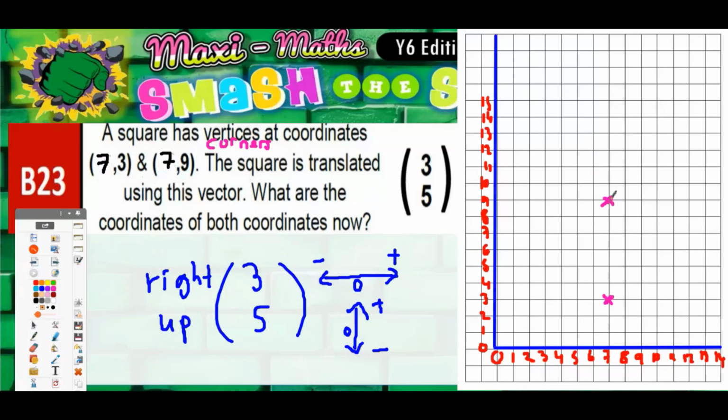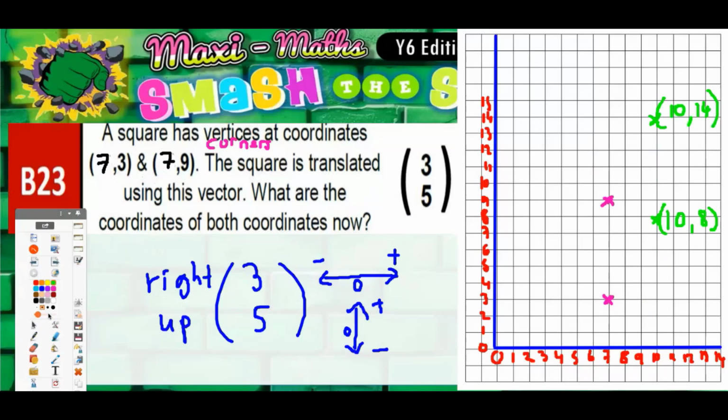So this coordinate would go 1, 2, 3 to the right and 1, 2, 3, 4, 5 up, which would be there. And that new coordinate is (10, 14). This one down here would go 3 to the right and 5 up as well. So 1, 2, 3 to the right and 1, 2, 3, 4, 5 up, which is there. And that would be (10, 8).